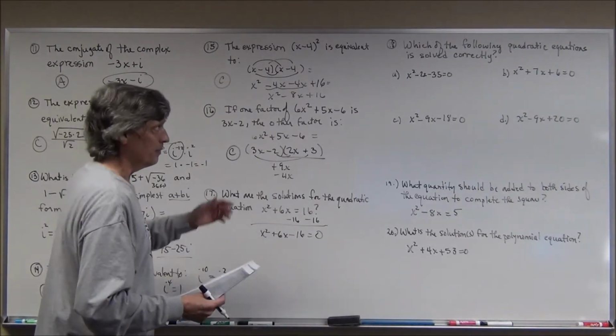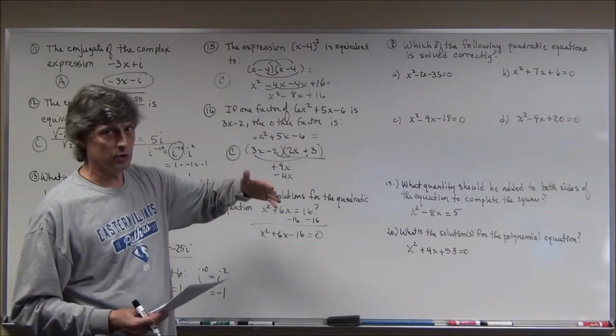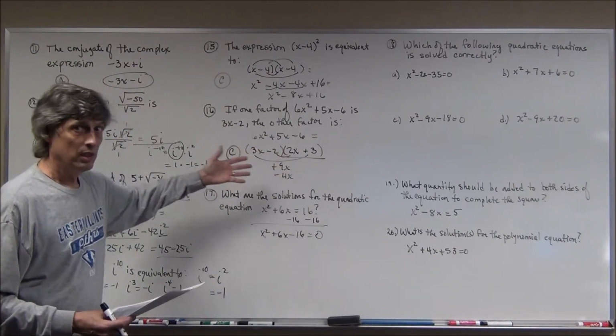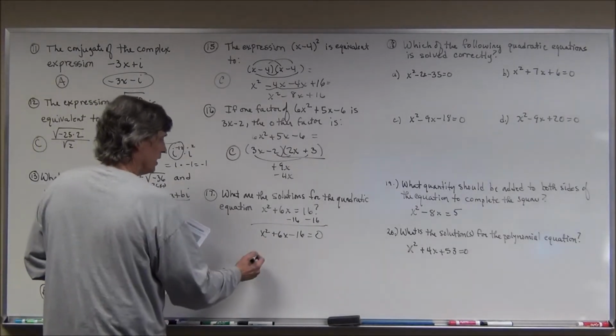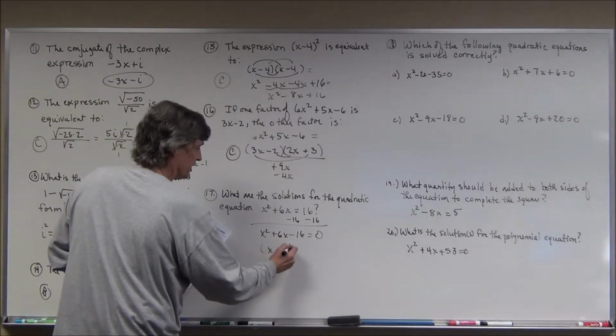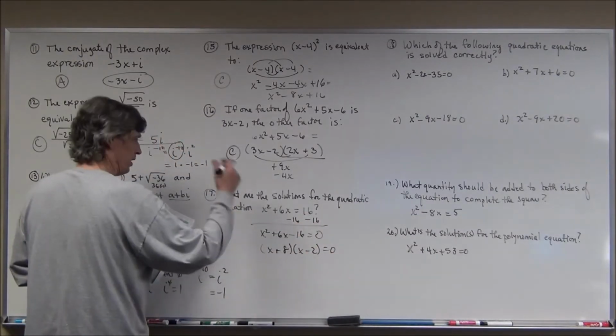Because typically, not always, but the problems on the exam are similar to the problems from the review. So if you see it in the review, you could very well see it in the exam. This is going to factor to an x plus 8 times an x minus 2. If you don't like factoring, use the quadratic formula.